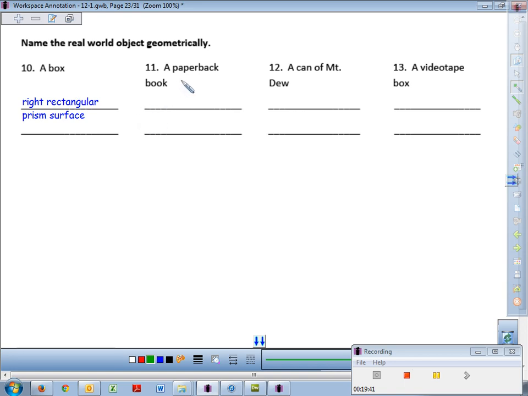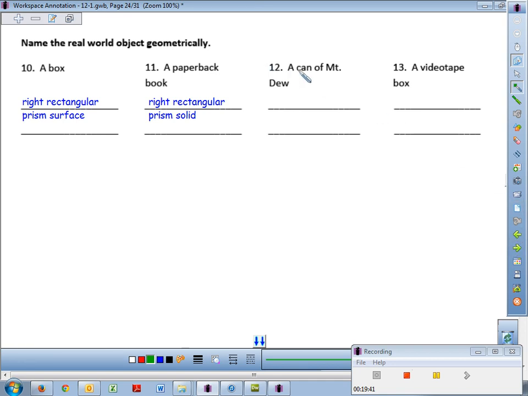A paperback book. Think of a brand new one, right? Is it right or oblique? Well, when they originally make them, they're nice, neat, perfect right angles, so it's going to be right. The shape of the base is a rectangle, so it's a right rectangular prism. The question is, is it solid or surface? Well, the inside of a paperback book is made all of paper, and the cover's made of paper, so it's more of a solid than a surface. A right rectangular prism, solid.